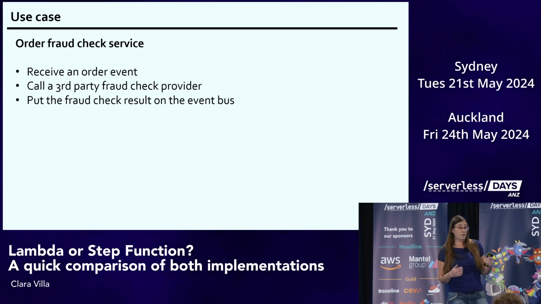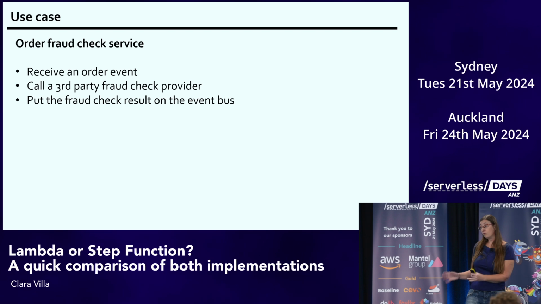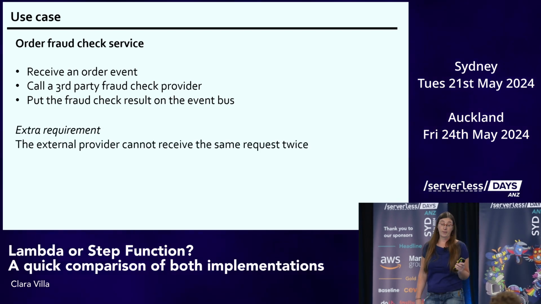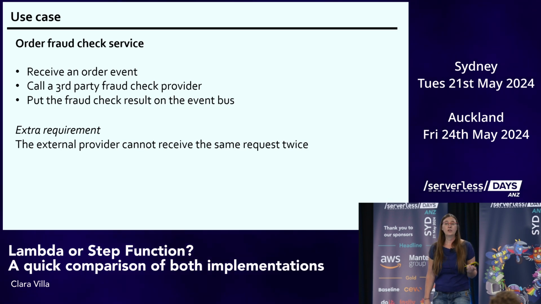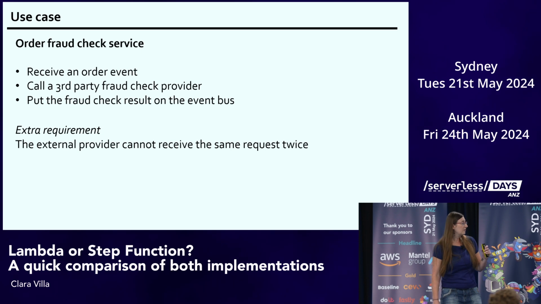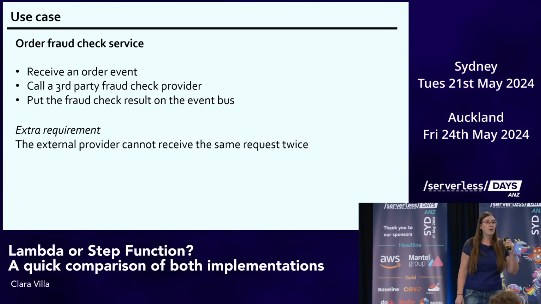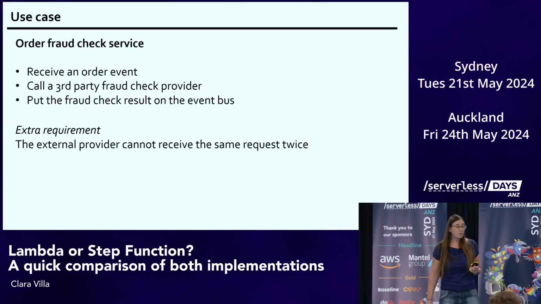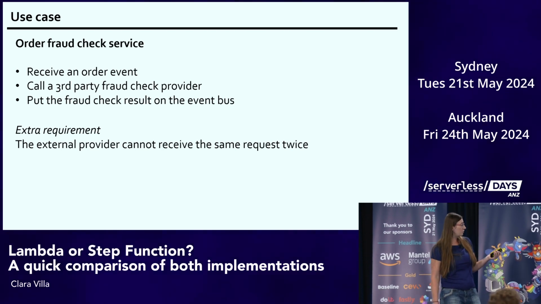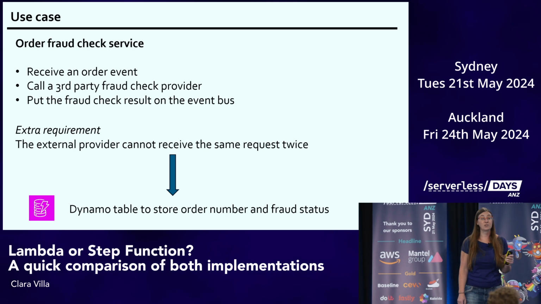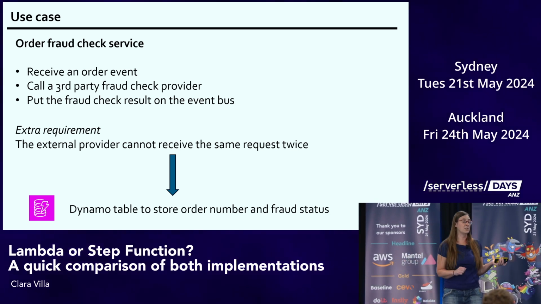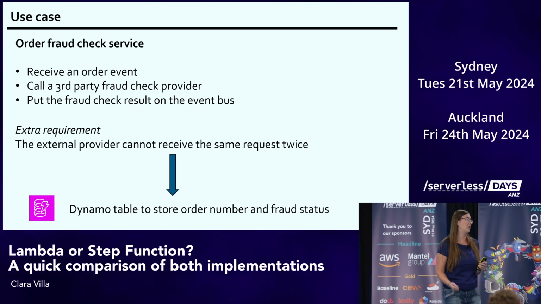You're happy to receive duplicate events. Downstream are also happy to receive duplicate events. Your third-party provider is not happy with that, so you need to make sure you do not send the same request twice. We learned before there's something called idempotency, which gives me a headache just thinking about it, but I'm going to look at Powertools later. What I did for this talk is create a DynamoDB table where I store my order number and my fraud status check, so I can check against it before I call my provider.